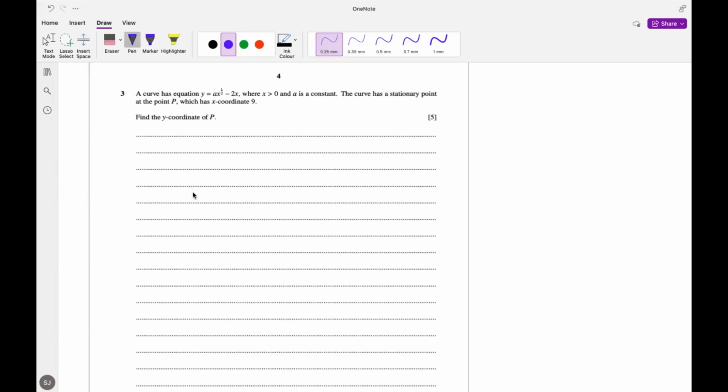In question 3, a curve has equation y equals a x to the power half minus 2x. The curve has a stationary point at the point P, which has x coordinate 9. We have to find the y coordinate of P. To find the y coordinate, first we'll have to find the value of a and then substitute the x coordinate to find the value of y.